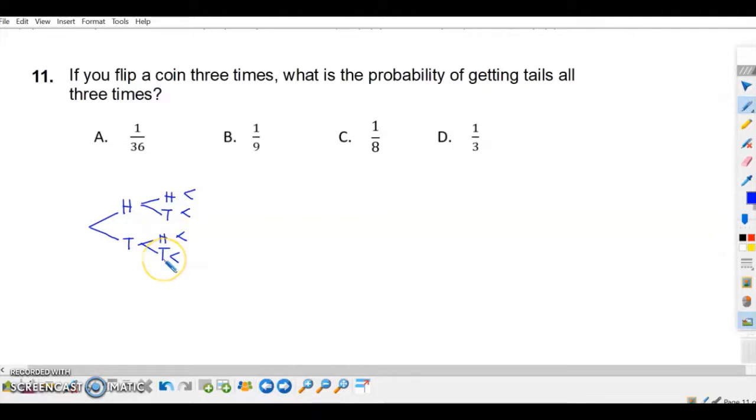So theoretically, think about how many combinations there would be and what the probability would be. So again, you could list out all of these possibilities, and there would be 8 possibilities. We're looking at getting tails all 3 times. That is one of the 8 possibilities that you would get tails, then tails, then tails.